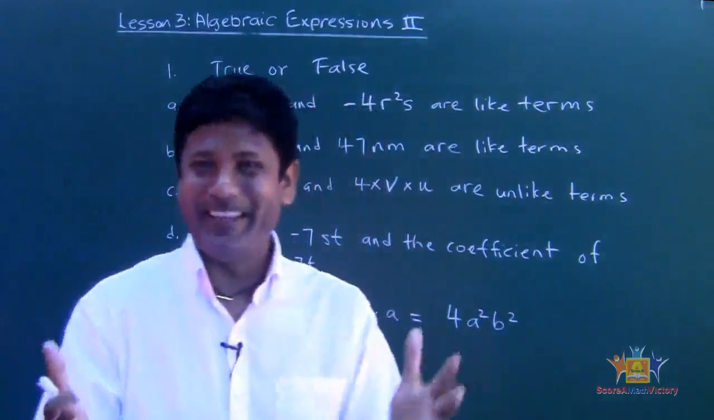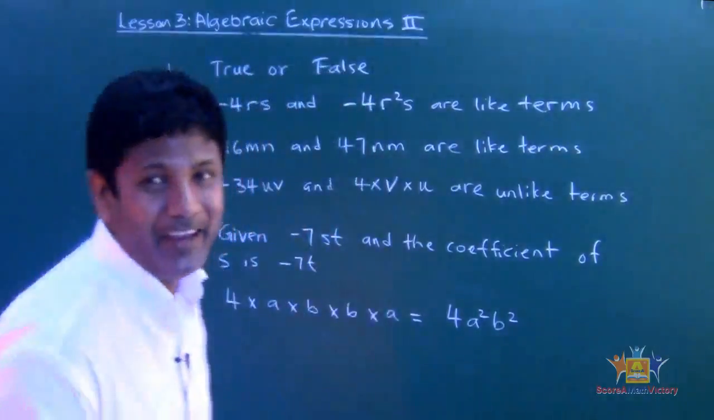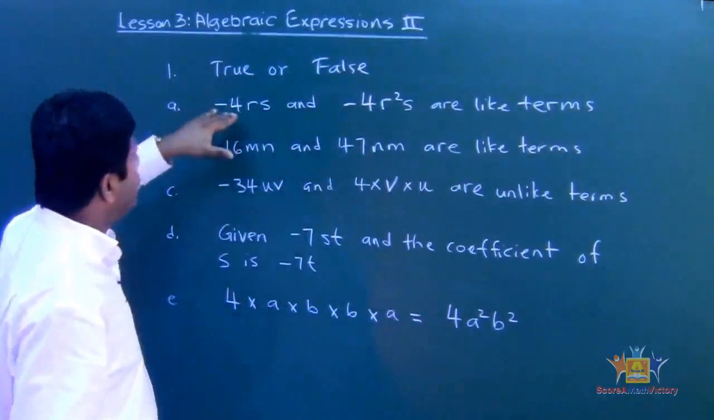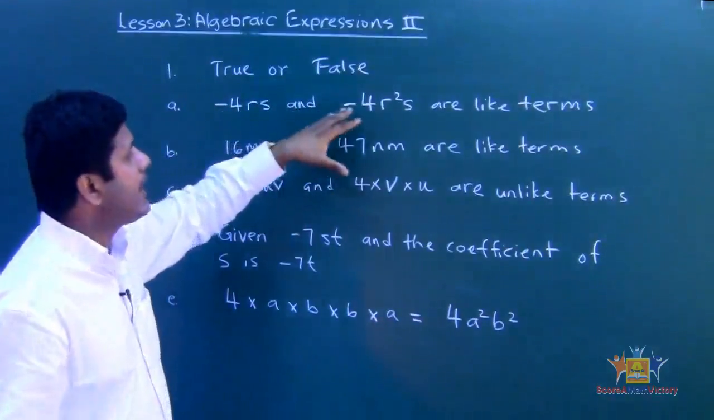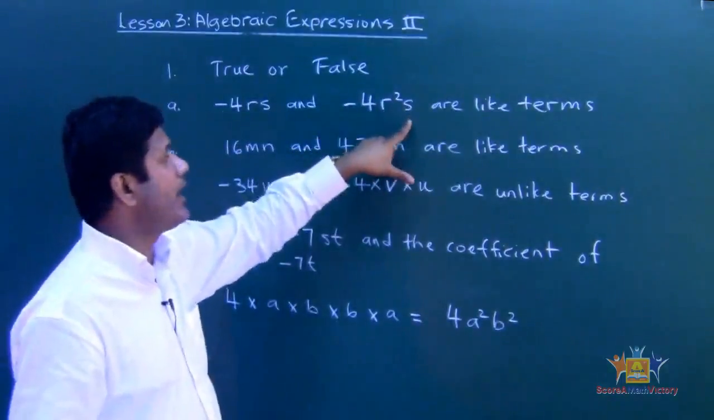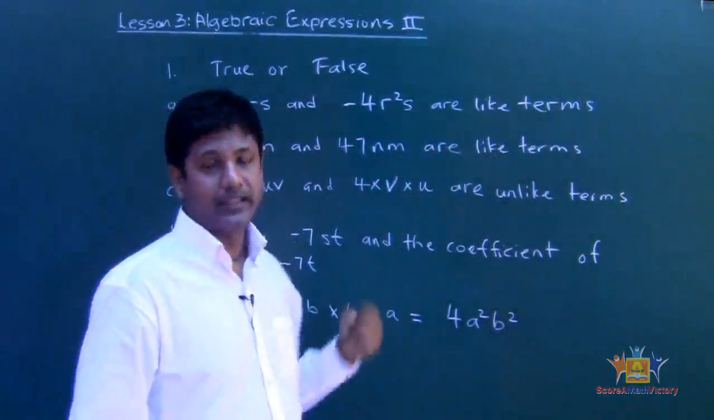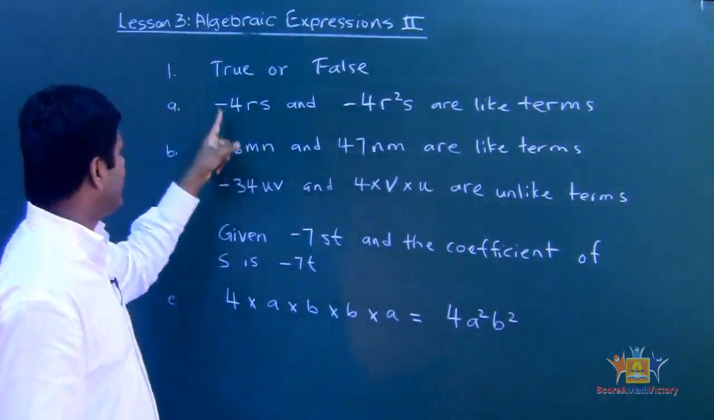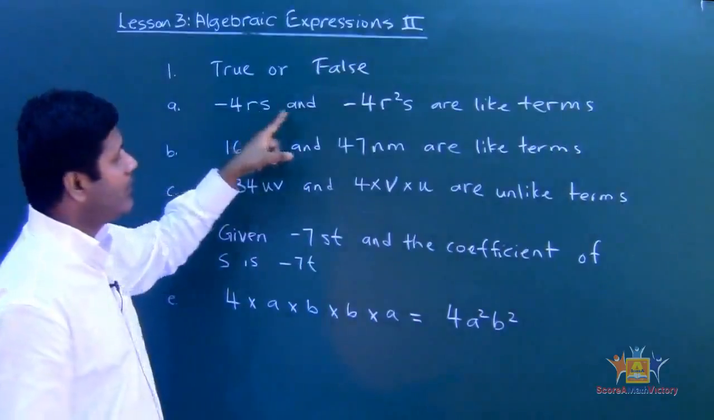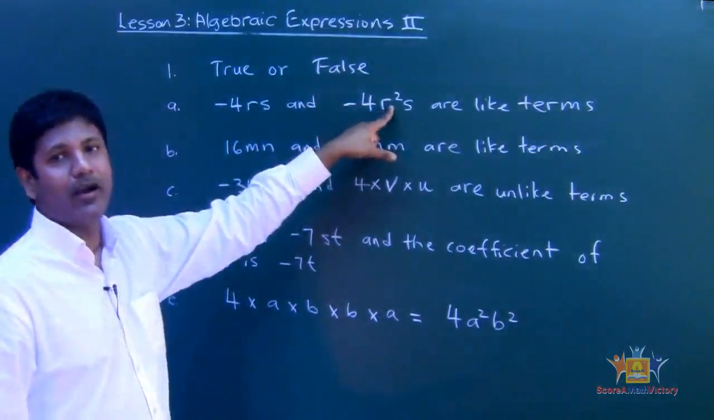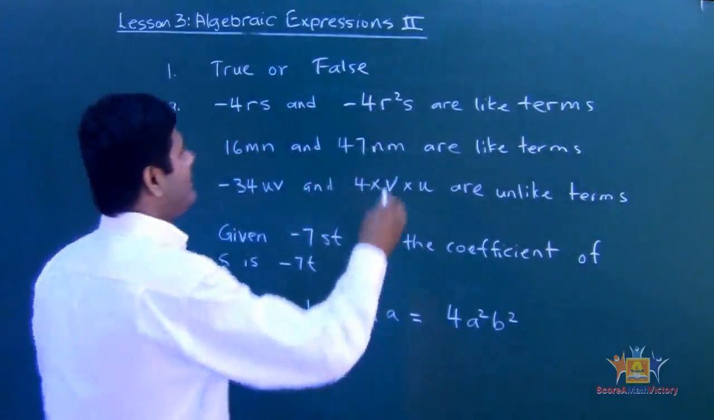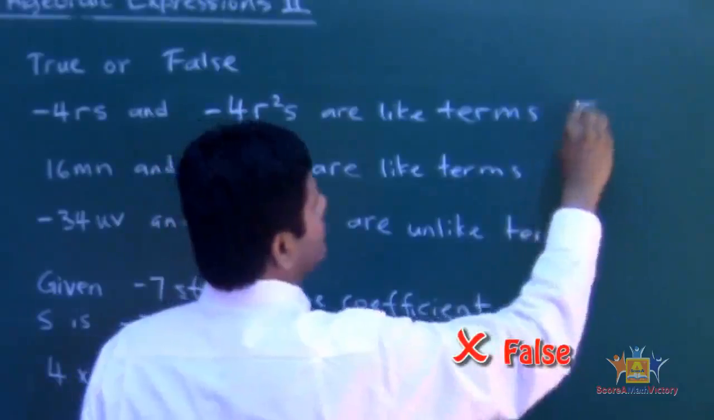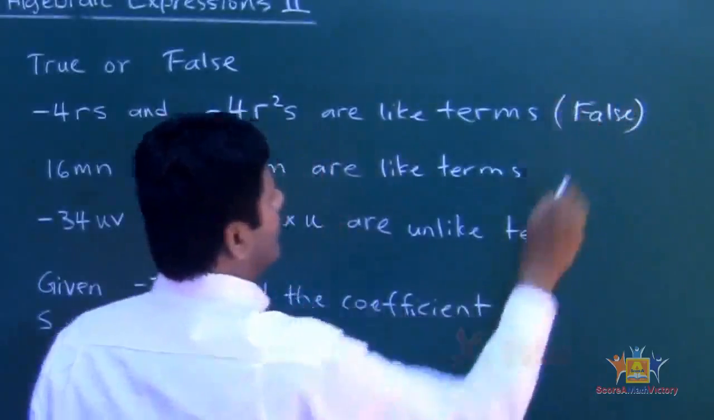How was it? Pretty easy, isn't it? Alright, let's do it together, okay? The first question says true or false. Negative 4rs and negative 4r squared s are like terms. Are they like terms? No. Why is that? Because even though this one has negative 4 and r and r, this one is in the form of r squared. That makes them unlike terms. That means this statement is false. Okay, now let's go to the next one.